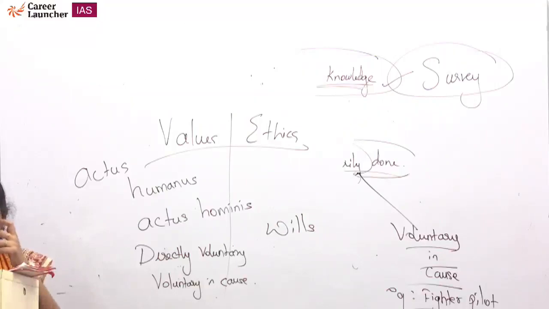On the other hand, we are going to write about voluntary in cause. Voluntary in cause means that the action is not directly willed, W-I-L-L-E-D, for its own sake, but arises from another action that is directly willed.